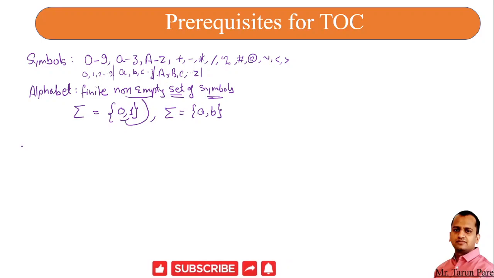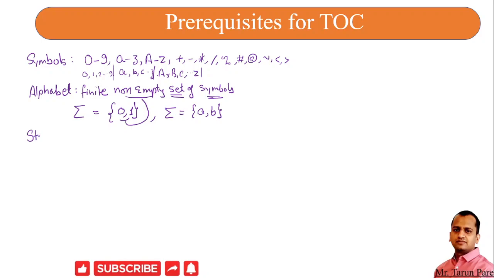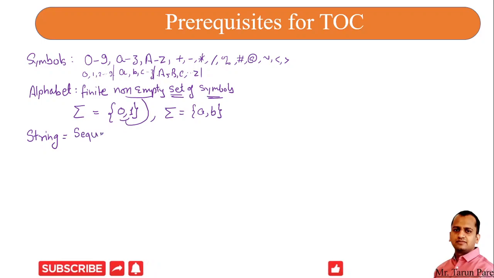Now the symbols from these alphabets, if we write them in a sequence, will be considered as a string. So the next terminology is string. What is a string? A string is a sequence of symbols.